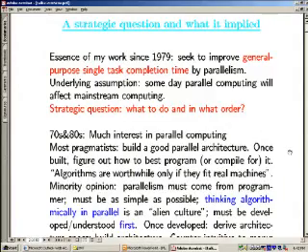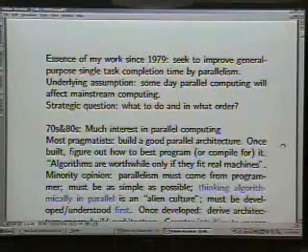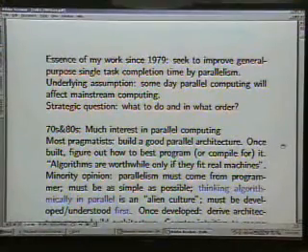and tell you a bit about my style of interest in the problem at hand and define the problem. So here is a strategic question and what it implied. Since 1979, I've devoted a majority of my time to the following strategic objective: seek to improve general purpose single task completion time by way of parallelism. And my underlying assumption was that someday parallel computing will affect mainstream computing.